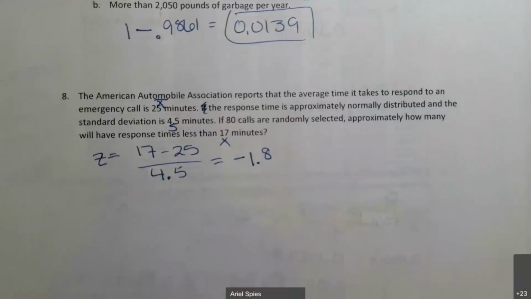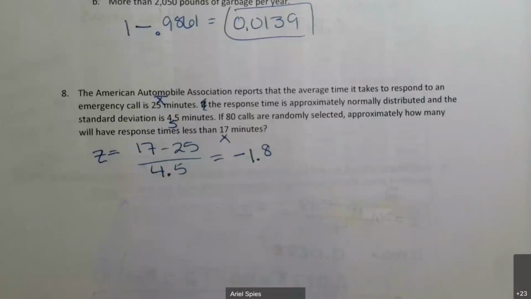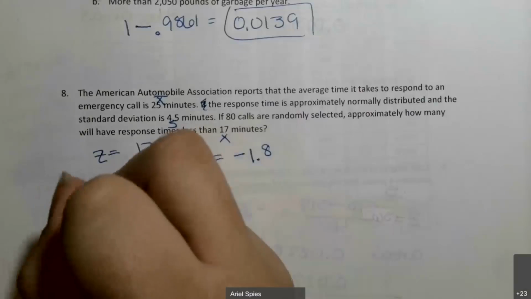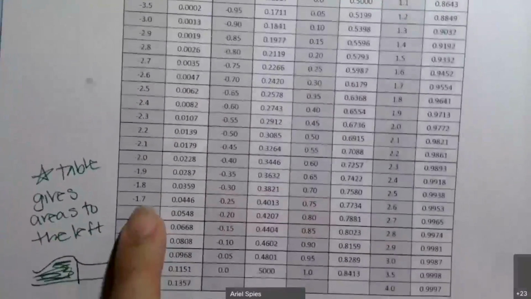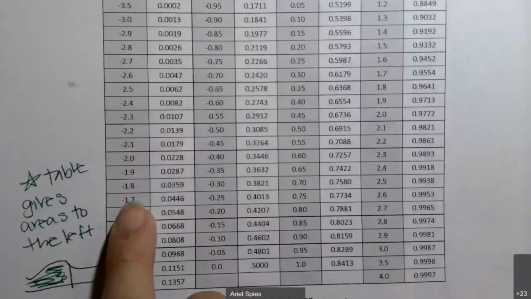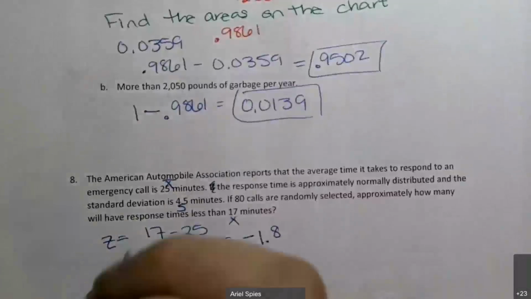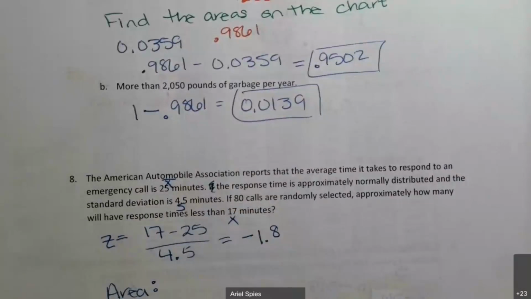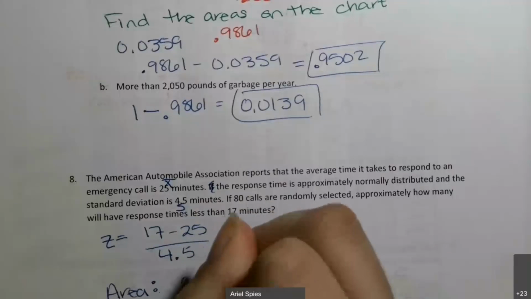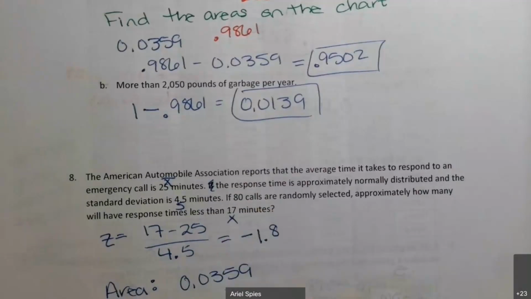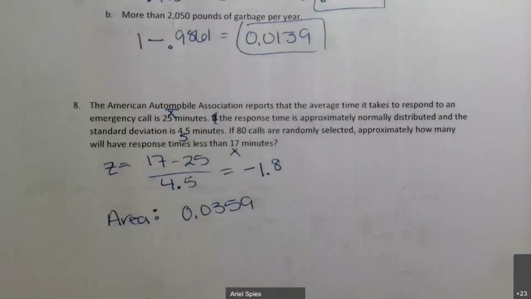Then what I want to do next is go find the area. So we've rounded to 1.8 because if I look at this chart, there's no negative 1.78, and so I want to be able to find the area. So I just round it to the closest number. So I wanted to find that area. So this is 0.0359. Remember, area is the percent as a decimal.